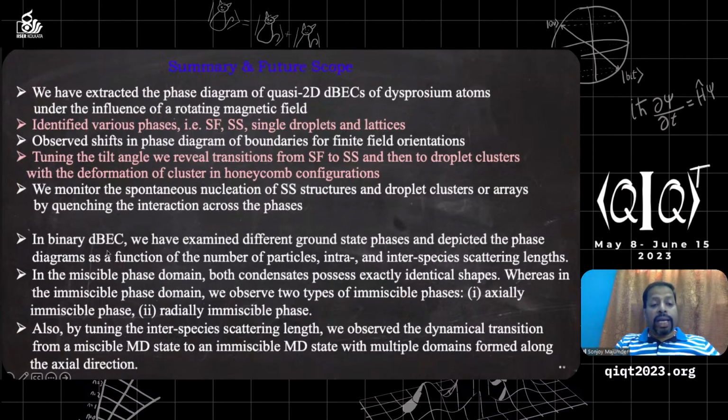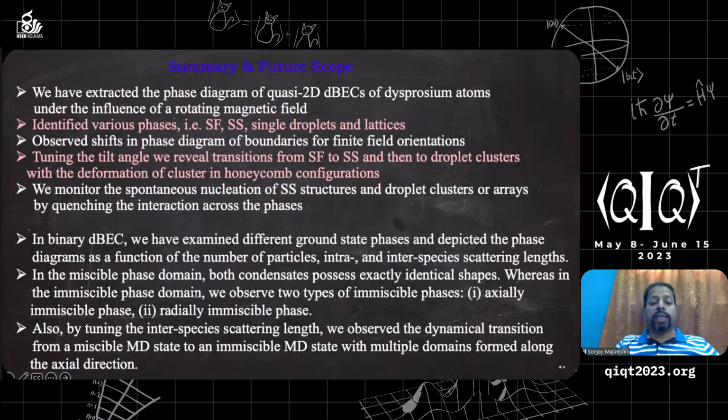In the binary cases, we have observed different ground state phases: a single droplet, multiple droplets, and supersolids, depicting the different phases. But these we obtained by changing the intra- and interspecies scattering length, also using the lambda value. What we haven't discussed is that we can also change the trapping frequency and control all those phenomena that have been discussed. In the miscible phase domain, both condensates had exactly identical shape. We have seen the symmetry in the structure.